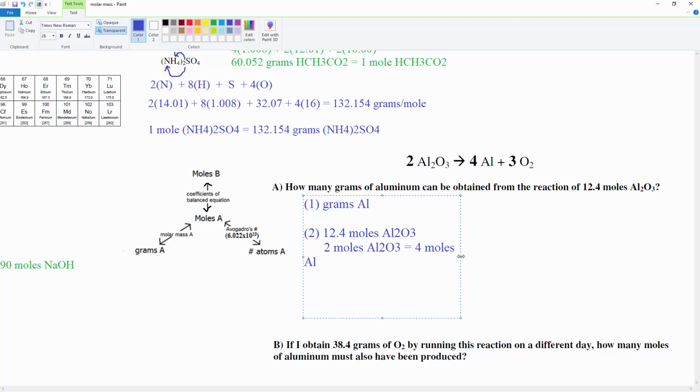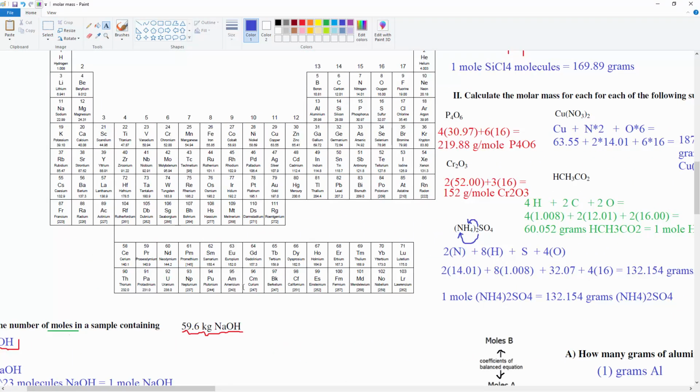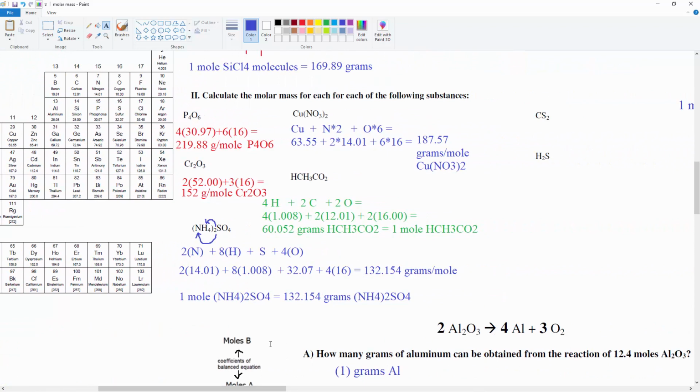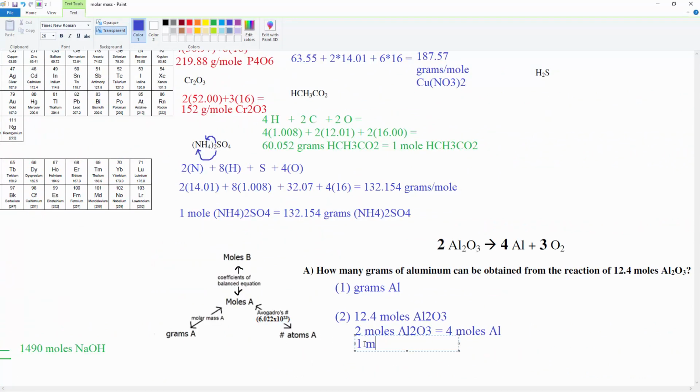Good. What else? We're going to need molar mass, because here we've got moles and here we've got grams. So we could calculate the molar mass of aluminum and the molar mass of aluminum oxide. I don't know which one I'm going to need yet, but let's have a look. Aluminum is right here, 26.98. You see that? Aluminium, if I'm British. 1 mole Al equals 26.98 grams Al.